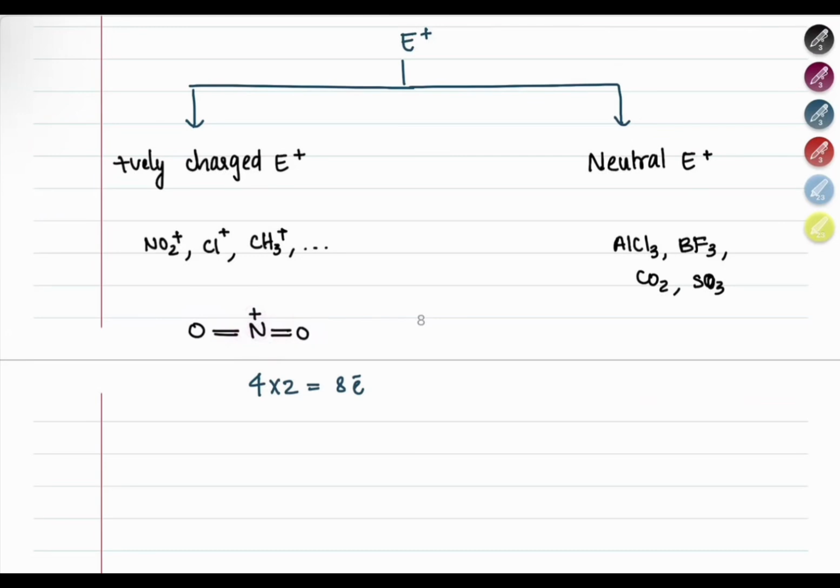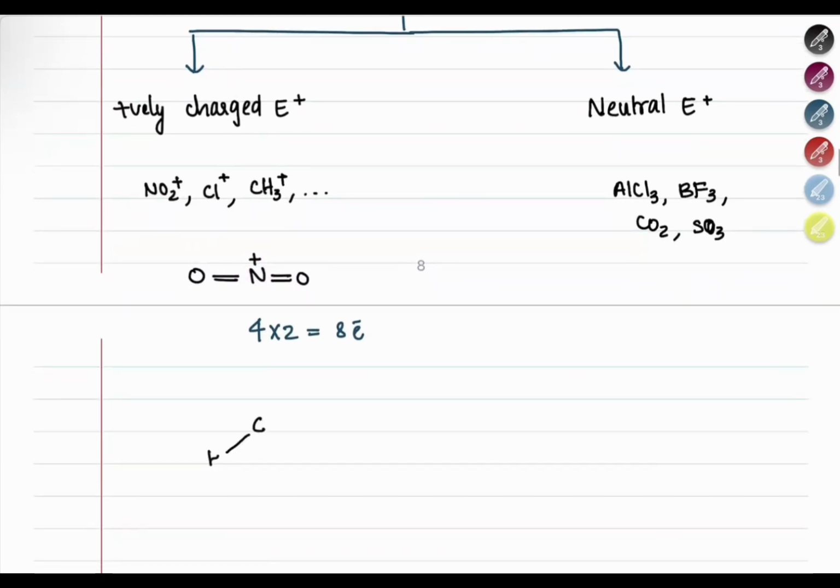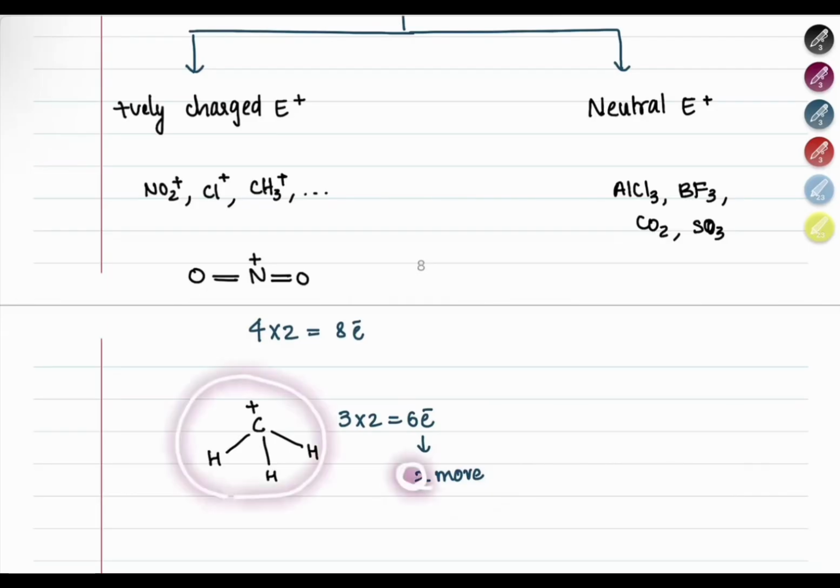Now we'll take CH3 plus. In CH3 plus, there are 3 C-H bonds and 1 positive charge. If you count the total number of electrons here, there are 3 sigma bonds, so 3 into 2, total 6 electrons. So this molecule needs 2 more electrons to complete its octet. Due to the deficiency of these 2 electrons, this molecule is an electrophile.